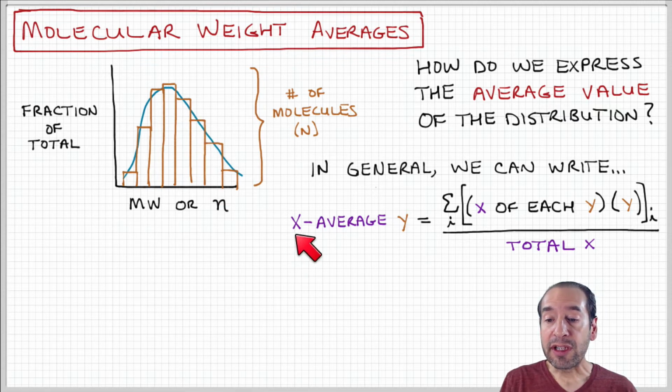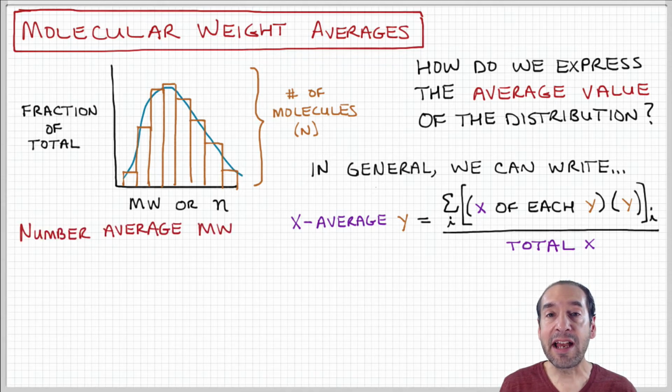So my rule is shown here. The x average y is equal to the sum over the distribution of x of each y times y, over the total x. This probably looks kind of weird the way it's written right now, but let's see how we can apply it in terms of an actual example.